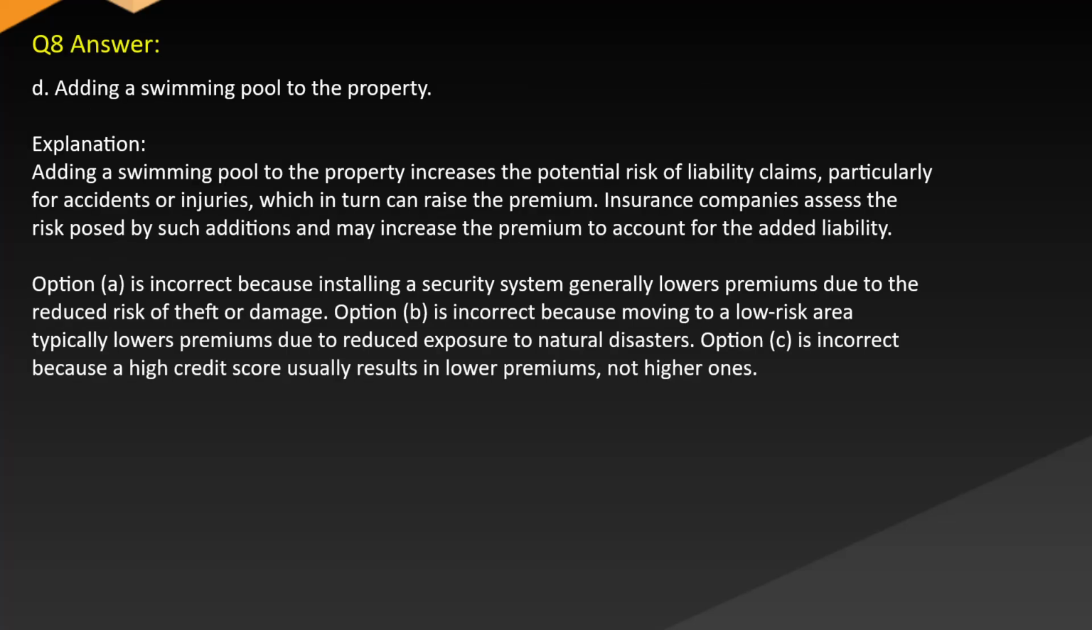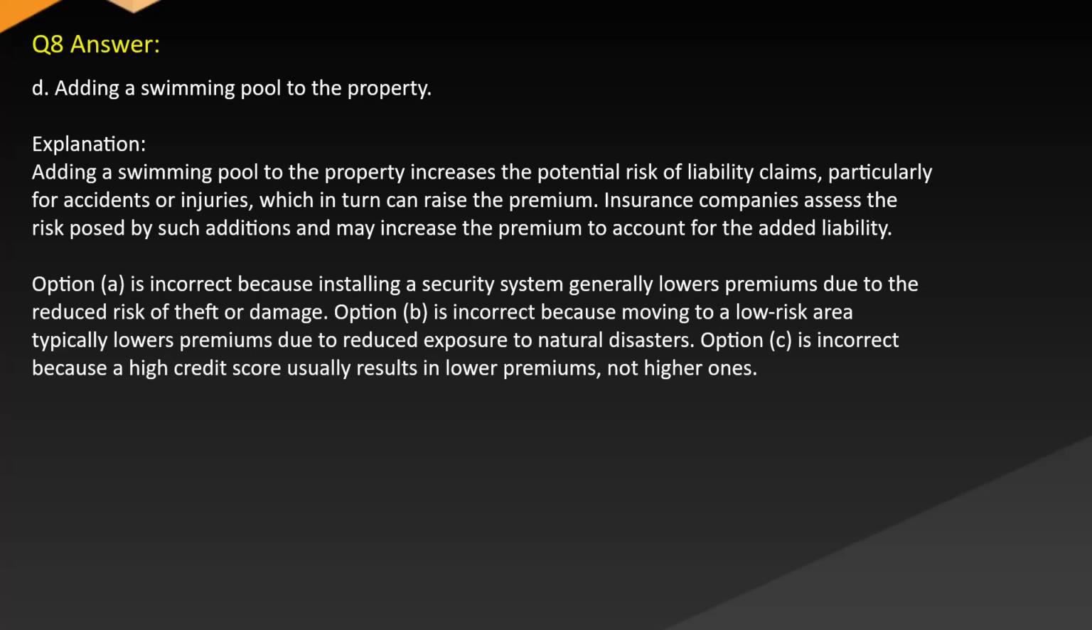Answer. D. Adding a swimming pool to the property. Explanation. Adding a swimming pool to the property increases the potential risk of liability claims, particularly for accidents or injuries, which in turn can raise the premium. Insurance companies assess the risk posed by such additions and may increase the premium to account for the added liability.